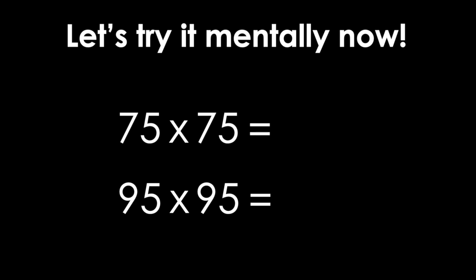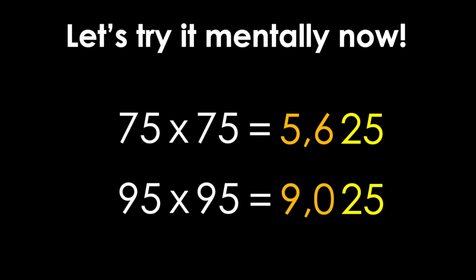And then another one. Let's try it mentally now. So 7 times 8 is 56. 5 times 5 is 25. So 5625. See? Very easy. And then 95 times 95. 9 times 10 is 90. 5 times 5 is 25. So 9025 is the answer. So that's how you can solve it easily in just 3 seconds.